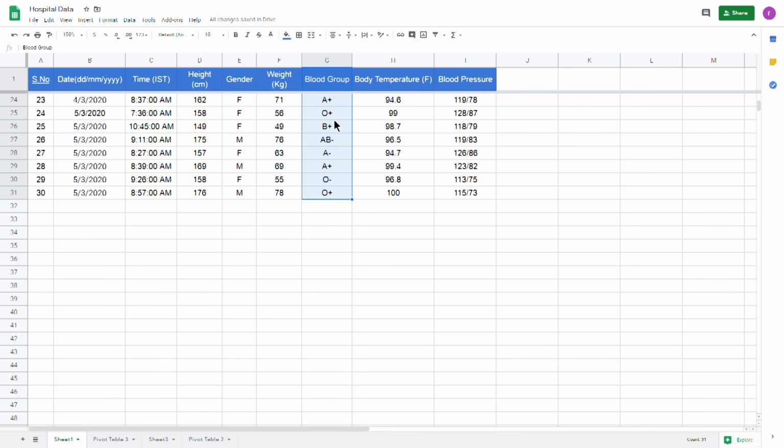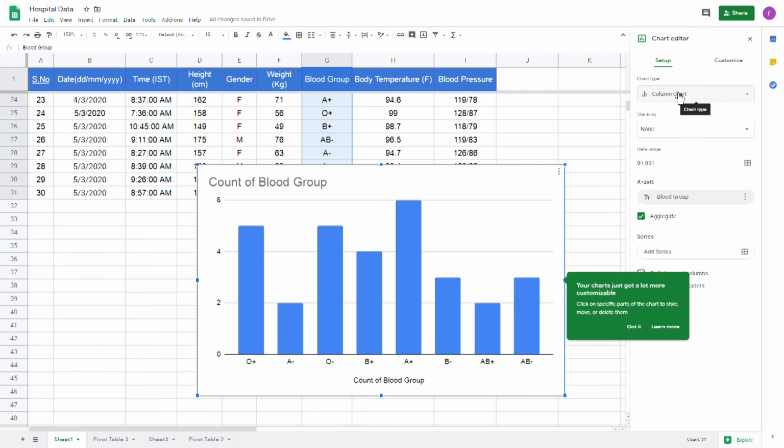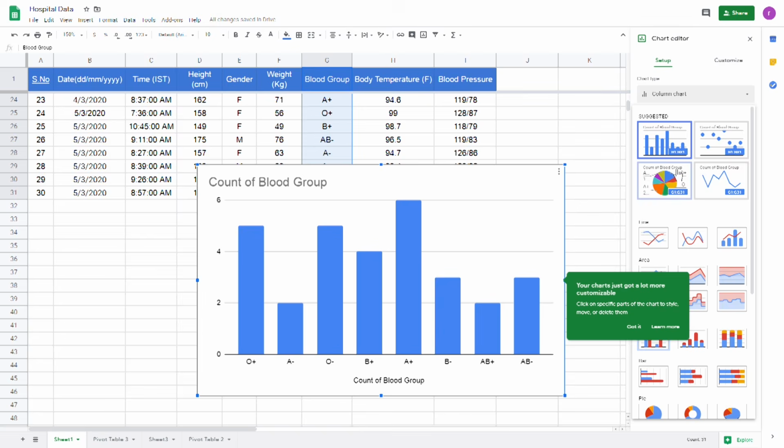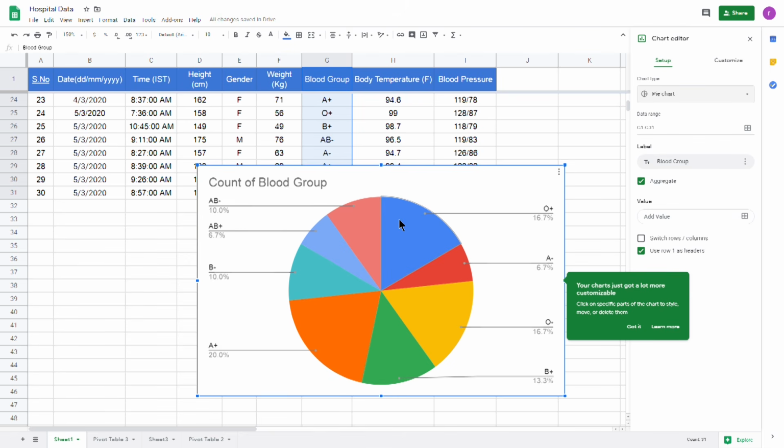Again, what I do? I have to select the data cells. I want to get hold of the distribution of my blood group. So, again I go to insert, I go to a chart, and within the chart I am going to look at a pie chart, and you can see that this is the pie chart which says O positive is 16.7%, A negative is 6.7%, O negative is again a 16.7%, A positive is 20%, B positive is 13.3%, B negative is a 10%, AB positive is 6.7% and an AB negative is 10%.